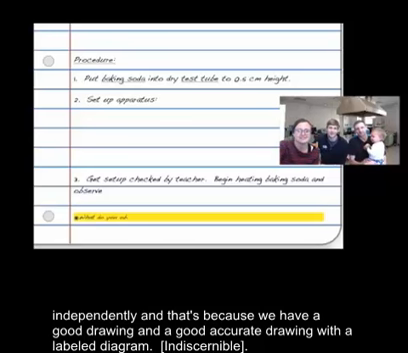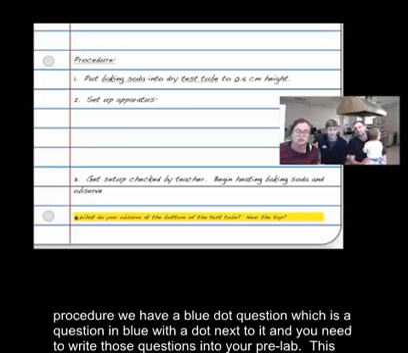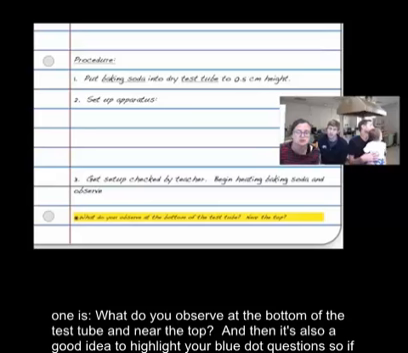So notice I left a little bit of space for observations. Leave as much as you need. And then next, in the procedure, we have a blue dot question, which is a question in blue with a dot next to it. And you need to write those questions into your pre-lab. This one is, what do you observe at the bottom of the test tube and near the top?